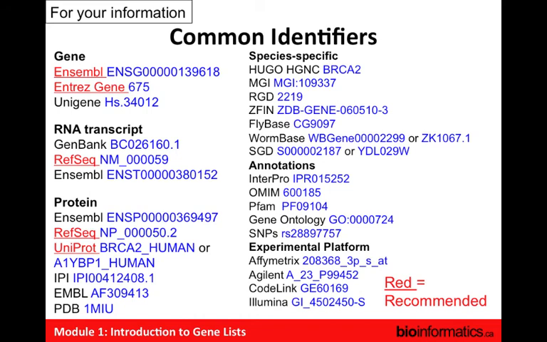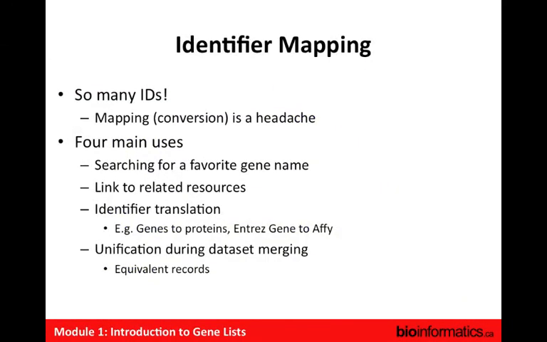This list is in your binder as a reference. If you're working with a lot of identifiers, you should be able to look at an identifier and kind of guess where the information is coming from. I've highlighted in red the ones that I personally recommend using, because they're the ones that are most often unique and stable. There are so many identifiers that converting between them ends up being a headache. How many people have had problems with this already? A few people are nodding their heads and understand this problem.